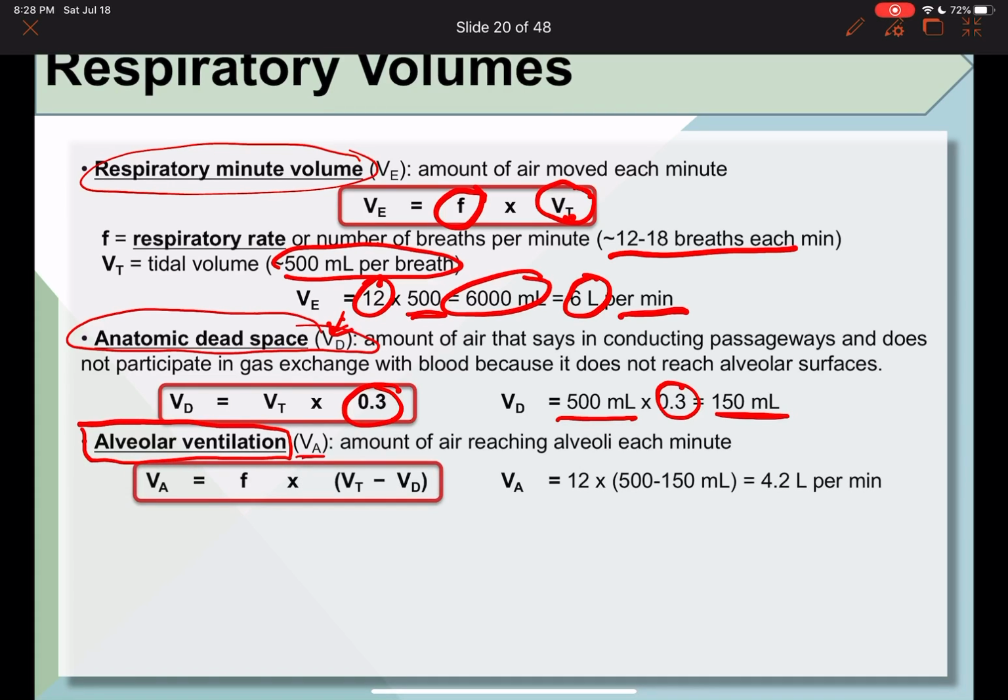So now we can take this anatomical dead space volume into account with our formula here. We take our normal average tidal volume subtracted by our anatomical dead space volume, which is 500 minus about 150. So it will be 12 times about 350 to get 4.2 liters per minute. Okay, this is the actual value of your alveolar ventilation, how efficient we are, or how much air we actually use for gas exchange.